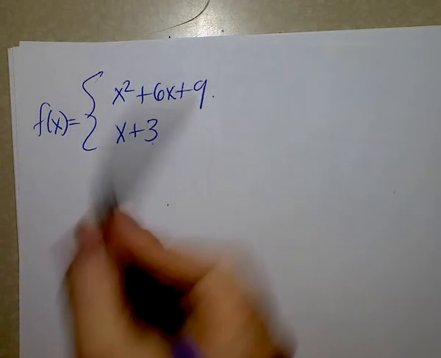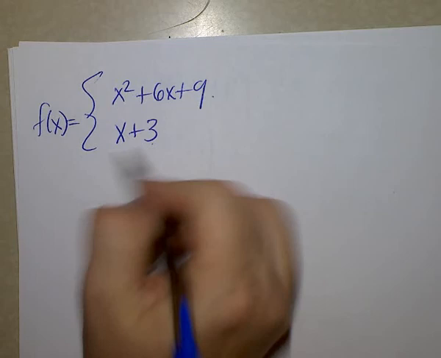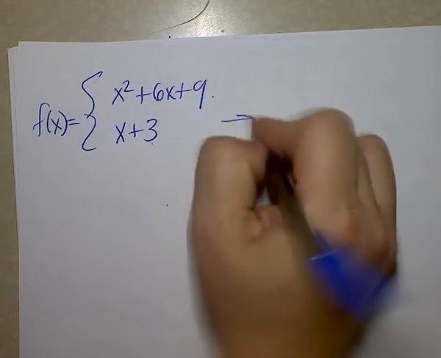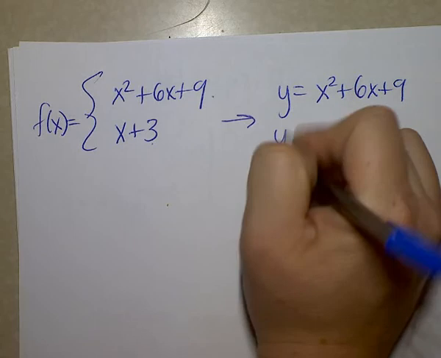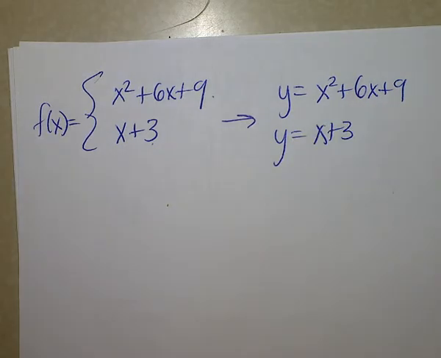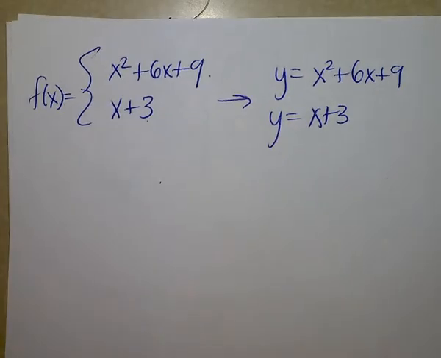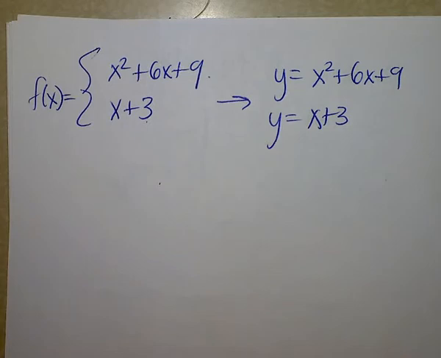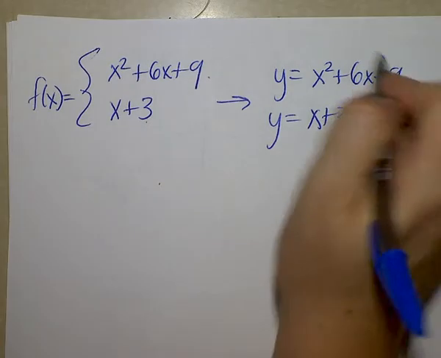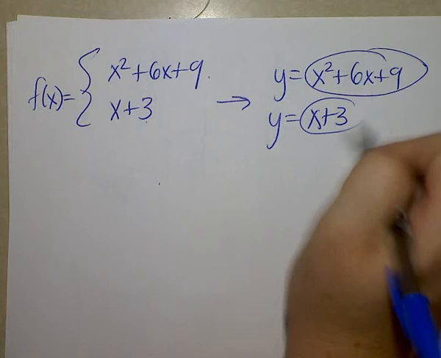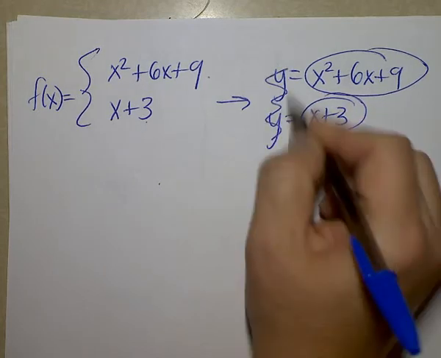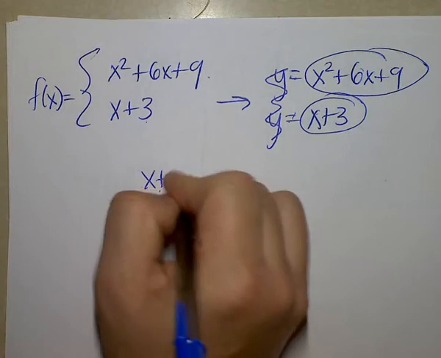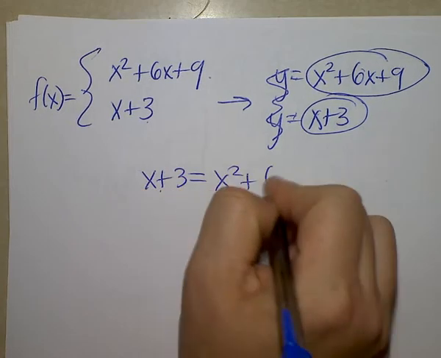To do it, remember that when it's written like this, here's what it really means. It really means y equals x squared plus 6x plus 9 and y equals x plus 3. So we get to go back and do what you learned freshman year, substitution. Y equals something, y equals something. So I get to take out the y's and set these equal to one another. X plus 3 equals x squared plus 6x plus 9.